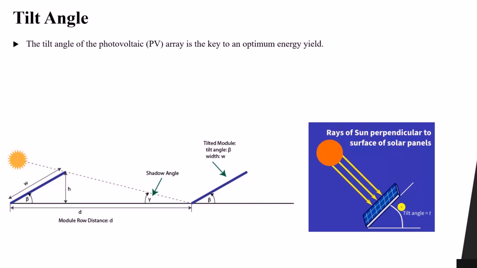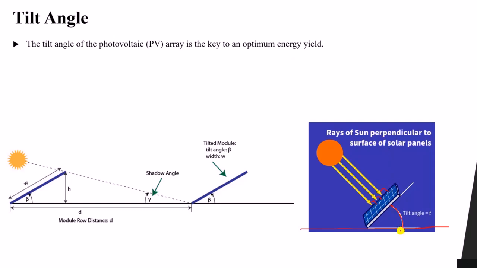It is the angle between the panel itself and the horizontal line. You can see this horizontal line here. The angle between the panel and the horizontal line is called the tilt angle. Now, why is this angle important? Because we are trying to make the rays of sunlight perpendicular to the panel, 90 degrees on the panel. Why? In order to harvest the maximum power.